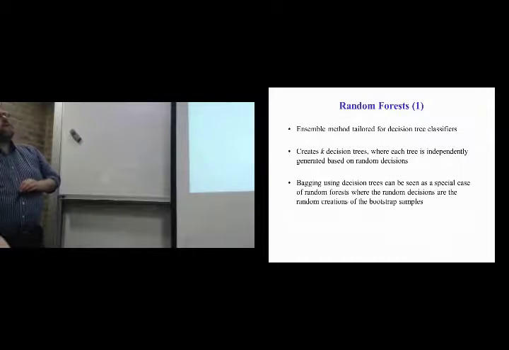So I just want to finish for 5 minutes by thinking about another technique, which is the random forest technique. This is very effective. It's relatively new, it's been around for 10 years or so, but it's a really interesting technique that seems to work very well. And this is specifically about decision tree classifiers.